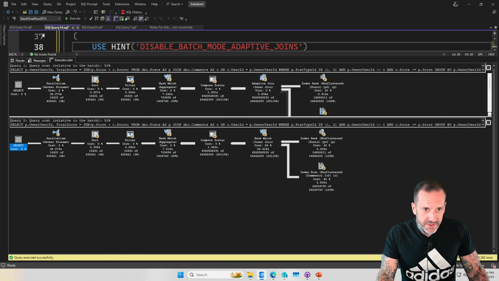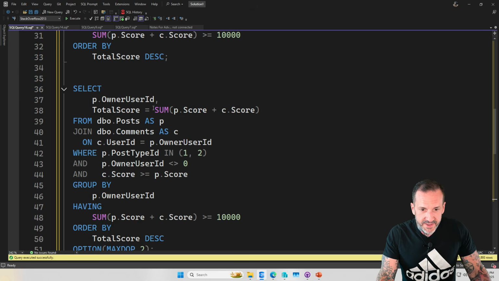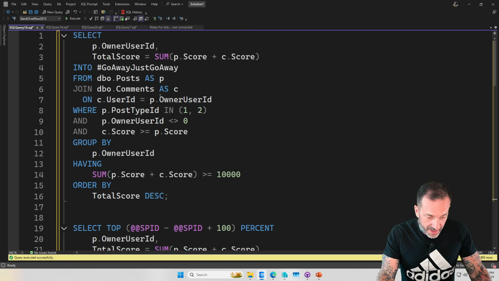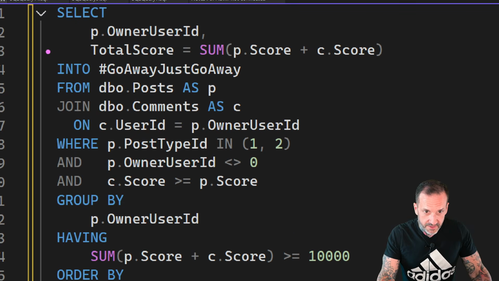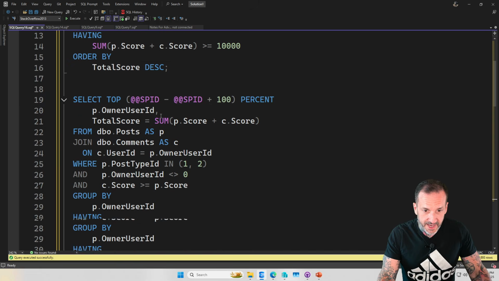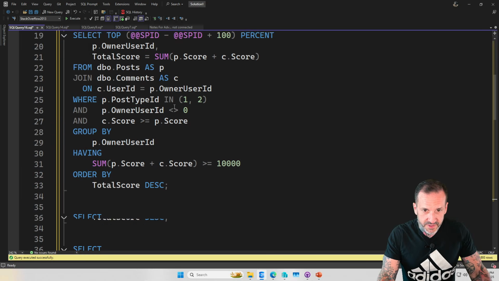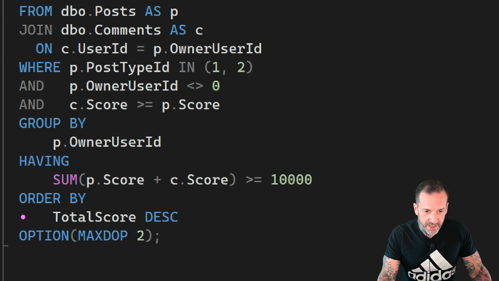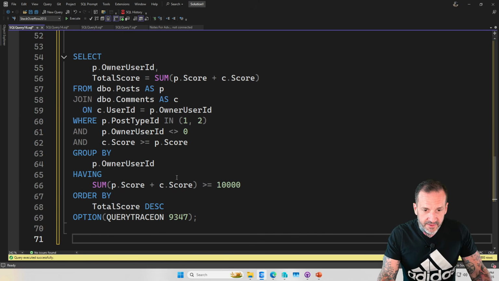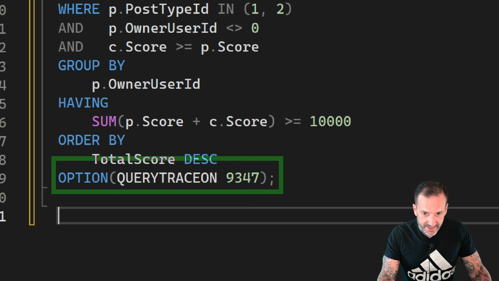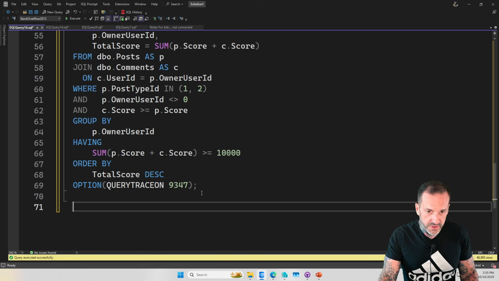So if we come back over to Management Studio, we're going to see all of the things that I mentioned in Paul's post that I have here. So one of them is putting stuff into a temp table. One of them is saying top SPID minus SPID plus 100%. The other one is running the query at max stop 2, and then finally using trace flag 9347 to get rid of the batch mode sort.